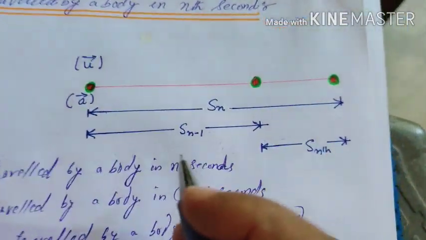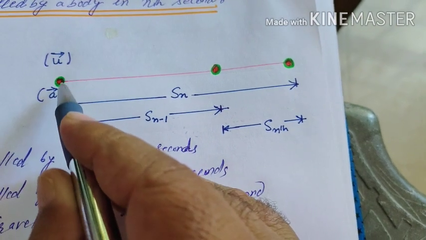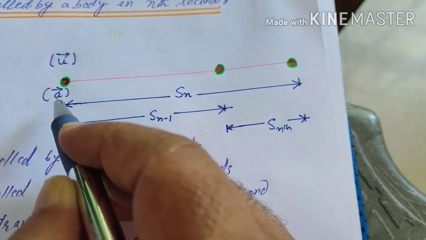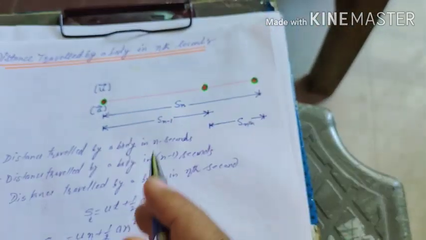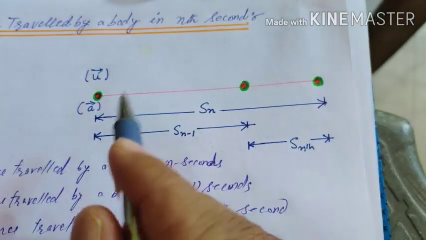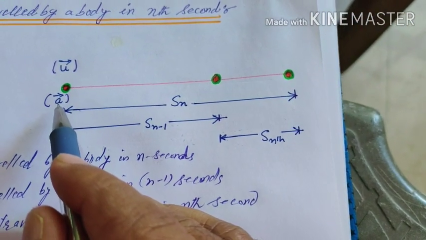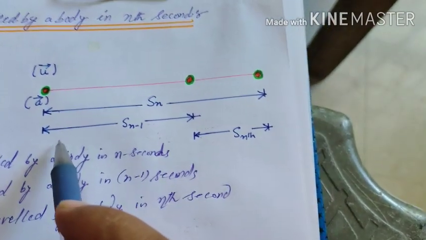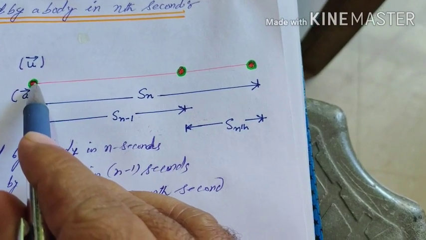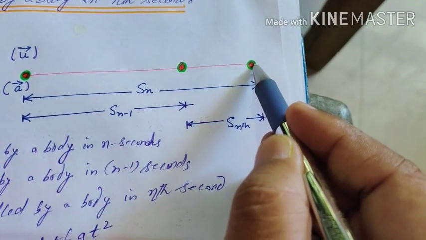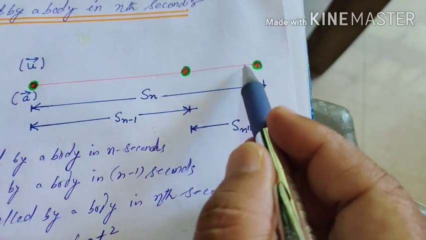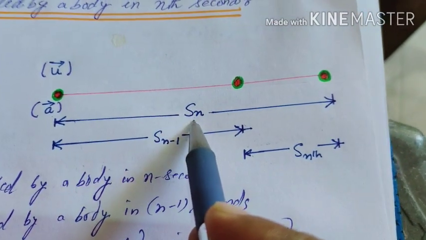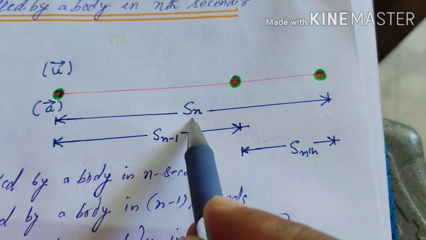Let us suppose you have a body, its initial velocity is u and its constant acceleration. The body is in uniform motion, you must remember, so acceleration is constant, a, and initial velocity is u. Let us suppose that the body travels from this point to this point and it takes a total of n seconds, and that distance is denoted by Sn. So Sn is the distance traveled by a body in n seconds.